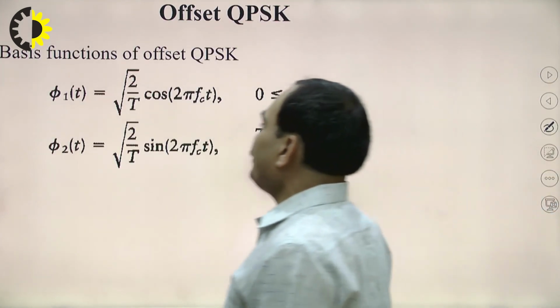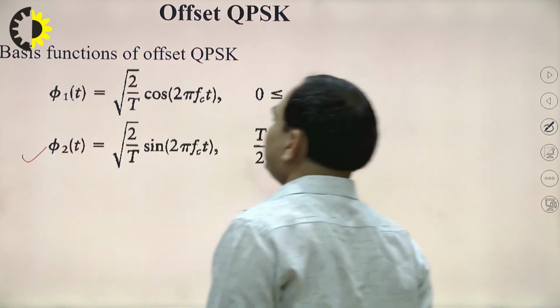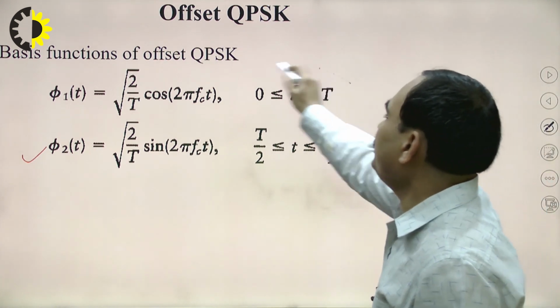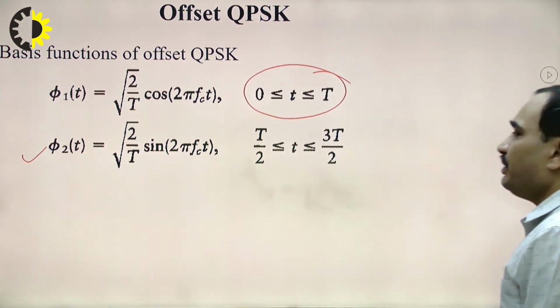So the basis functions for QPSK can be written as square root of 2/T cos of 2 pi fc t, and square root of 2/T sine of 2 pi fc t, for the durations 0 to T and T/2 to 3T/2.